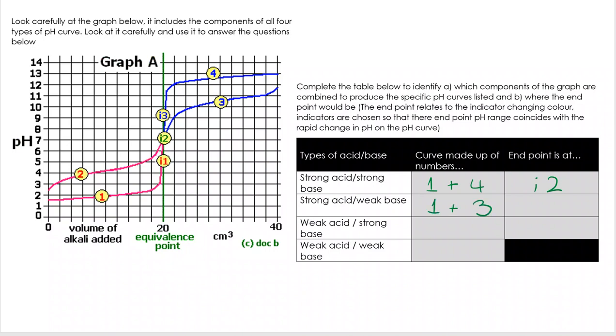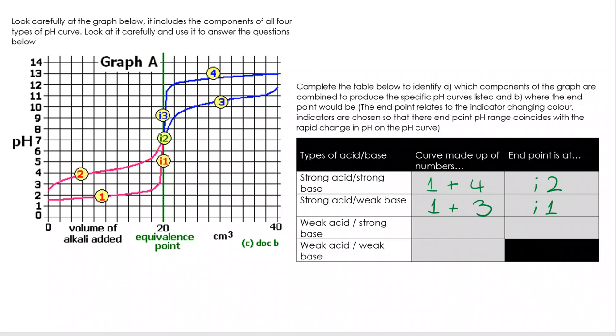Well, my strong acid is still 1, but my weak base is coming up. It's stopping lower down, as we'd expect at a lower pH, and we've got that little lip there as a giveaway. And when I combine those two, my endpoint is going to be I1. I've got a rapid change there before it levels off, moving into part 3 of the curve.